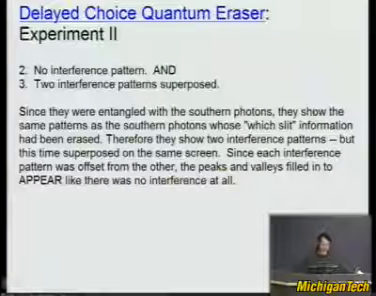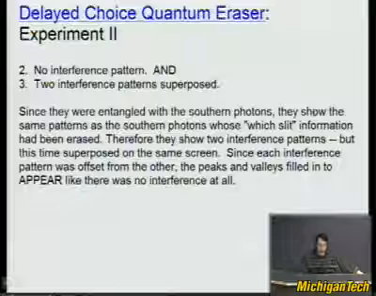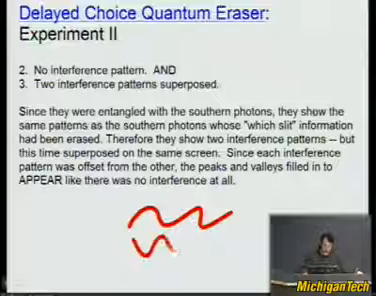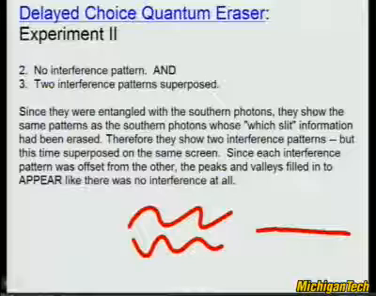The answer is, they show no interference pattern, and two interference patterns superposed. Since they were entangled with the southern photons, they show the same patterns as the southern photons, for which which-slit information has been erased. Therefore, they show two interference patterns, but this time they're superimposed on the same screen. Since each interference pattern was offset from the other, the peaks and valleys filled in. So one was up, one was down, and together they were flat. So it appeared in the north like there was no interference at all.